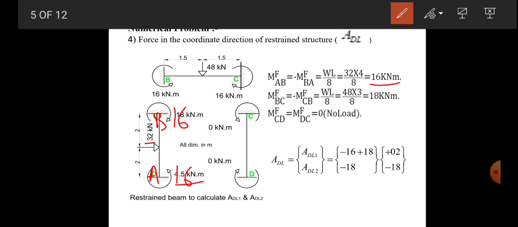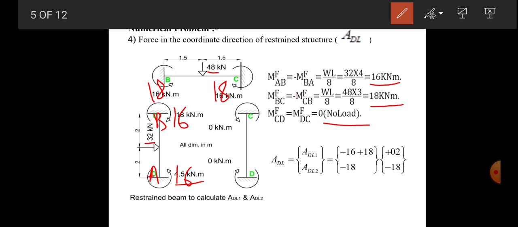Now the fixed end moment for beam BC, load is 48, formula is WL by 8, 48 into length of BC, which is 3, divided by 8, it becomes 18 kilonewton meter. So it is not 16, it is 18 kilonewton meter for end B and C. So these are the fixed end moments at B and C. And for column CD, there is no load, so fixed end moment will not be there, value becomes 0.